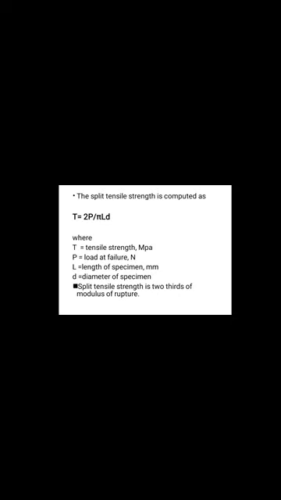And if you see, the split tensile strength is computed by T equals 2P by pi LD. Why we consider 2P is because the specimen is placed horizontally, the load is applied on one face and the reacting load on the other face, put together you have 2 times the load.